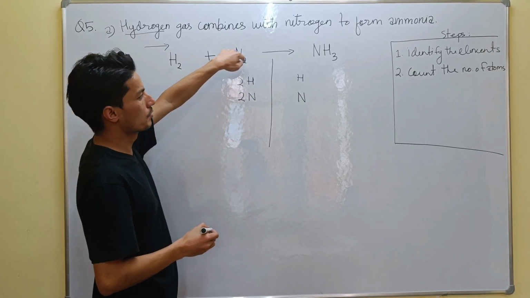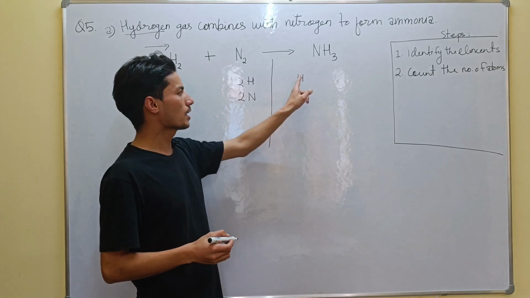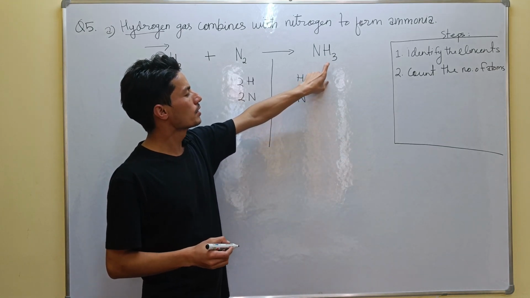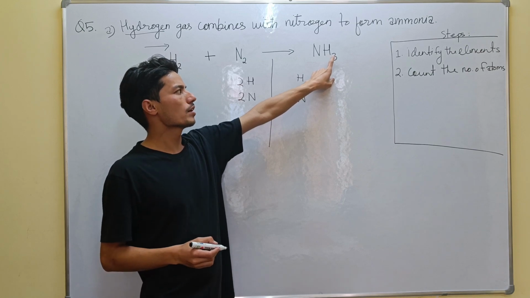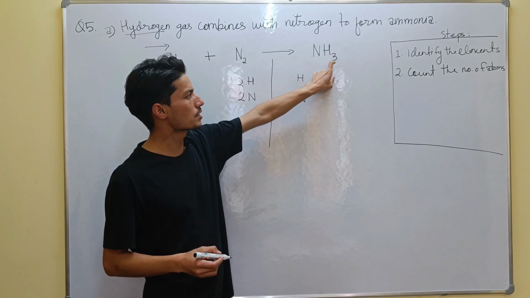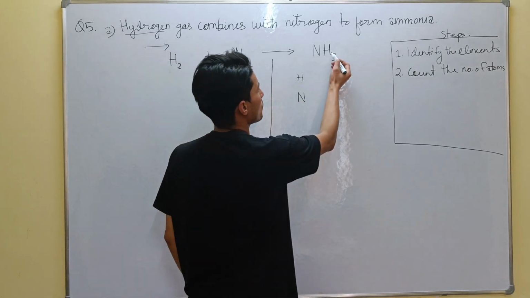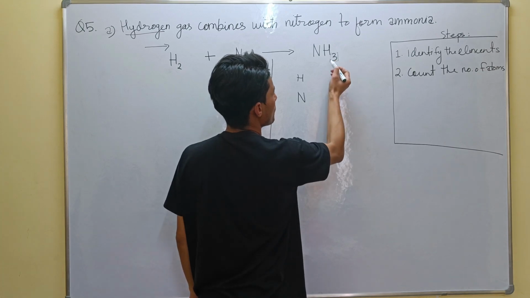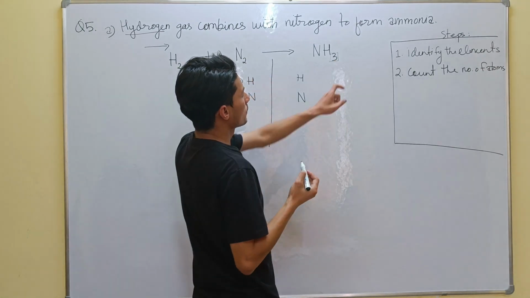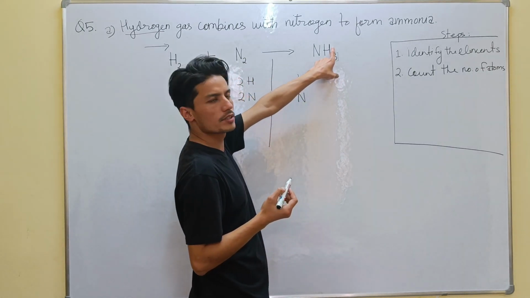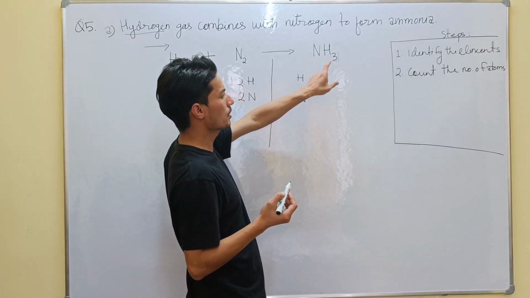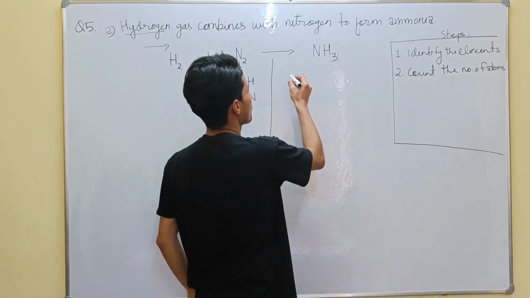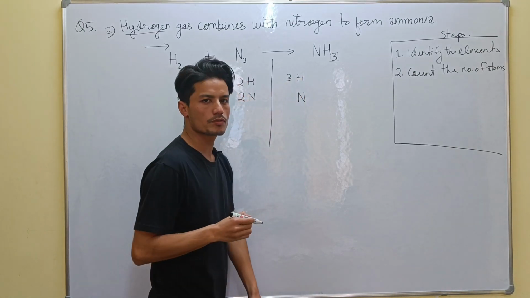Now we go to the product side and count. How many hydrogens do you see? Do you see this 3? This 3 is below hydrogen. This position is also known as the subscript. So this 3 belongs to hydrogen. Remember, this 3 does not belong to nitrogen. This 3 belongs to hydrogen, so you will write here 3. So 3 atoms of hydrogen.